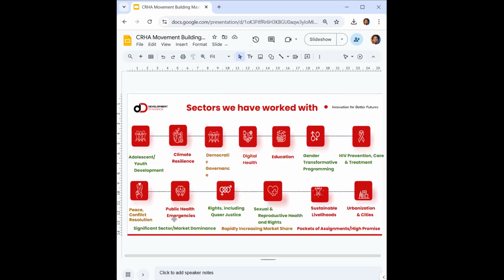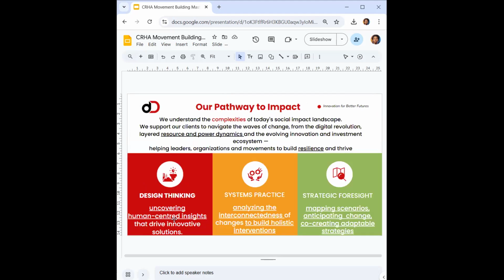Some of the sectors that we've worked in are adolescent and youth development, peace and conflict resolution, climate resilience, public health emergencies, democratic governance, rights, including those for queer justice, digital health, sexual and reproductive health, education, gender transformative programming, sustainable livelihoods, and HIV prevention, care, and treatment. And the reason there's a dotted line between all of this is that none of them work in a silo. They all have interconnectedness to them.